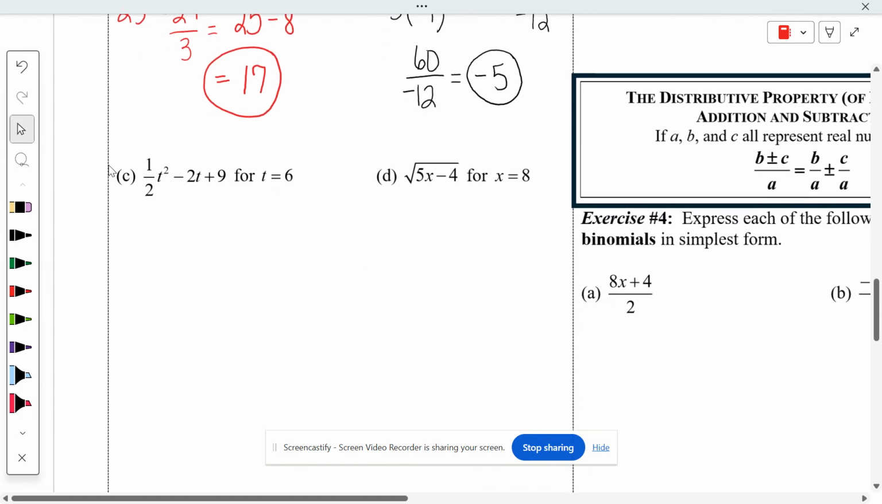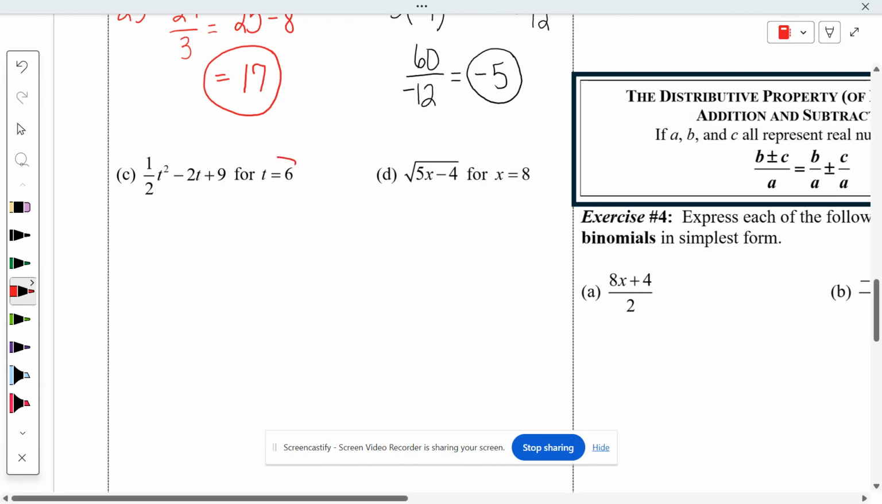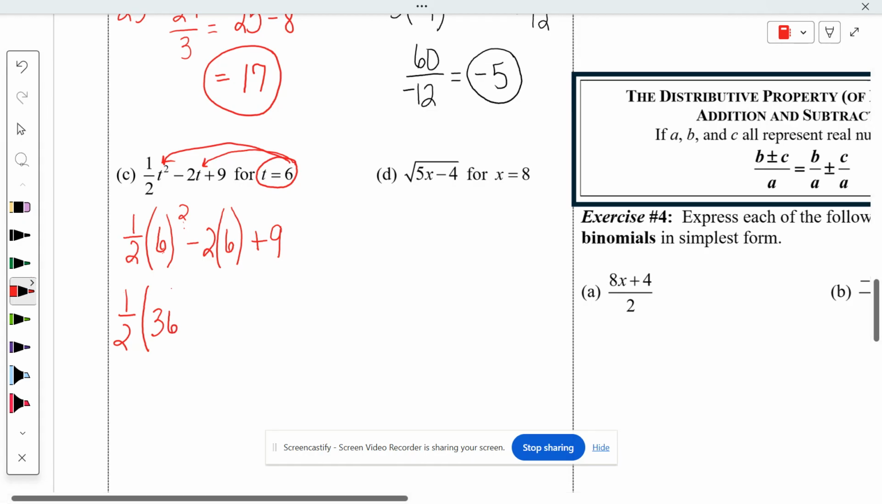Okay, let's look at example C. Again, we're evaluating, meaning every time we see the letter T, we're going to replace it with the number 6. So 1/2 times T squared, well, that's 6 squared, minus 2 times T, well, that's 2 times 6, plus 9. I have to take care of exponents first. Remember, order of operations says you do exponents before you multiply. So I have 1/2 of 6 squared, 6 times 6 is 36. Minus 2 times 6 is 12, plus 9.